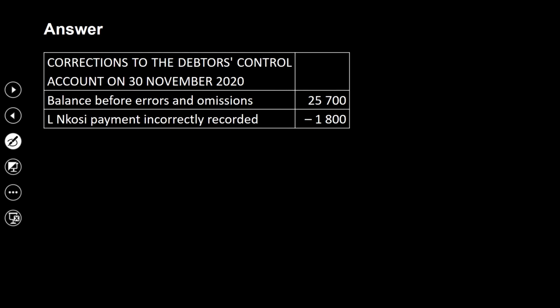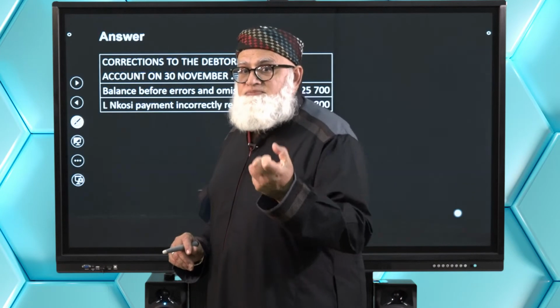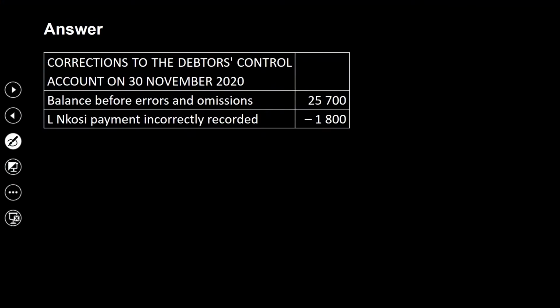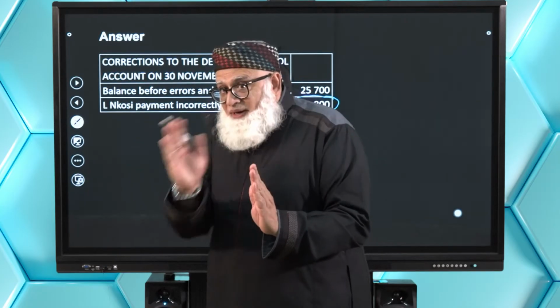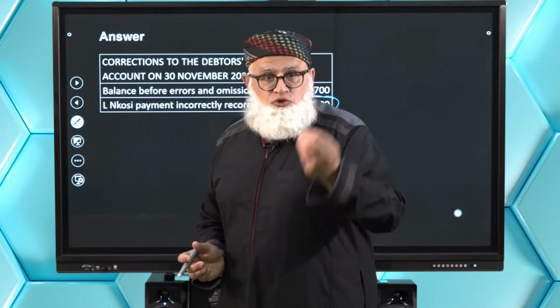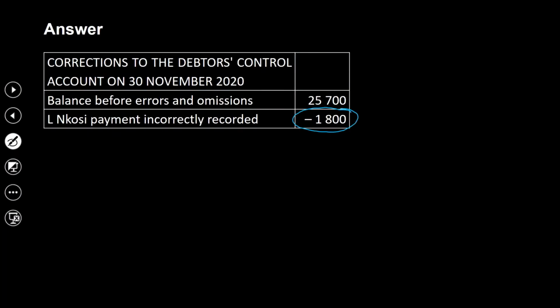Because it was a payment that we had received, we only subtracted 1,300. We were supposed to subtract 3,100. The difference here is the 1,800, and now we say L. Nkosi payment incorrectly recorded. Remember, the error was perpetuated in two places because the journal was incorrect. It was posted to both the general ledger, meaning the debtors control account, as well as the debtors list. But like I said, for now, our emphasis is only on the control account.